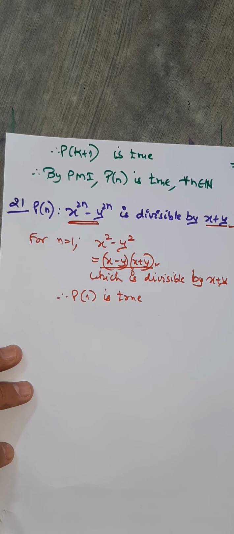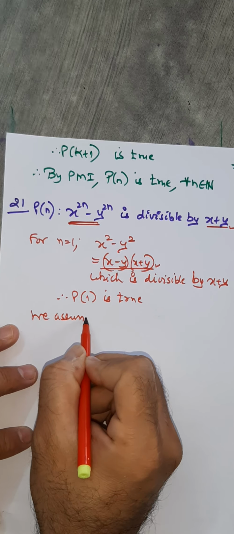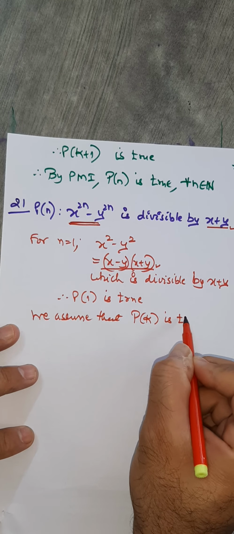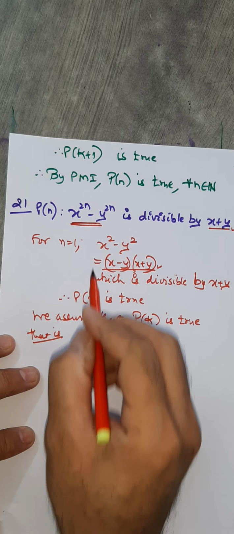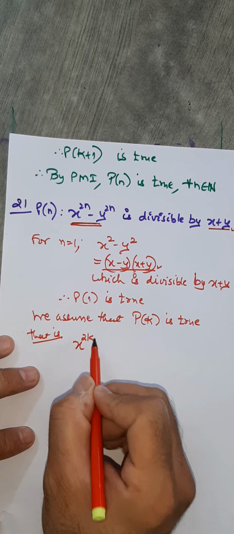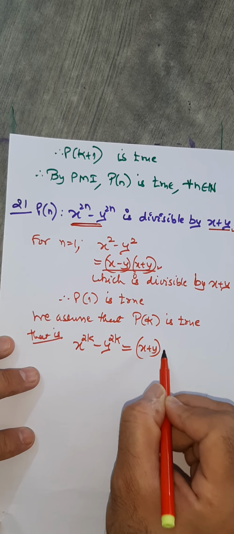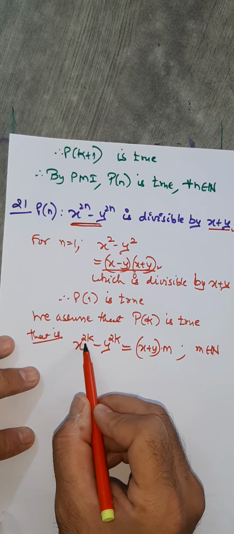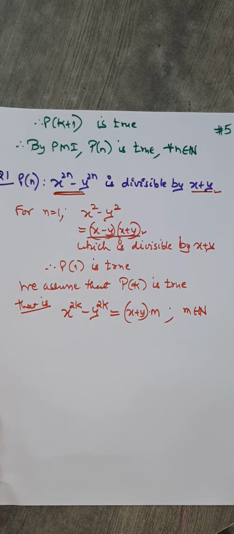Now next is the assumption part. We assume that p of k is true. That is, if I put k instead of n, it is a multiple of x plus y. So x raised to 2k minus y raised to 2k equals x plus y into some constant m, where m belongs to N. Divisible by x plus y means it's a multiple of x plus y. So we have this here.